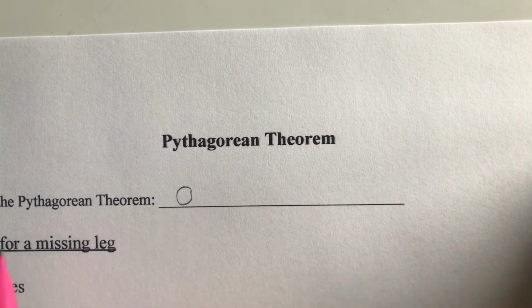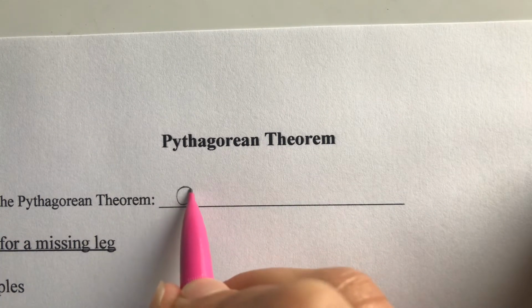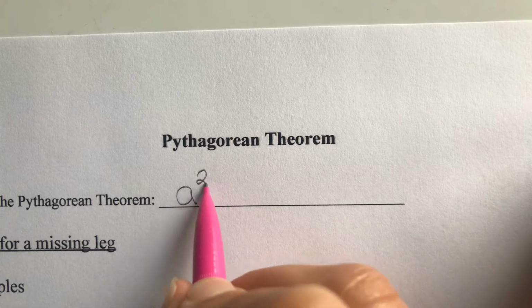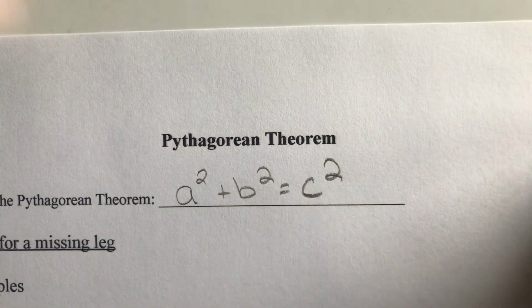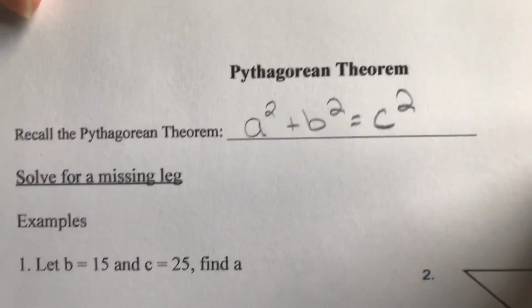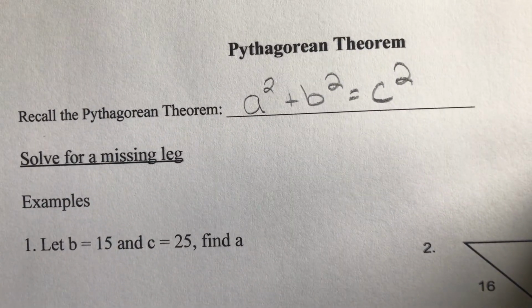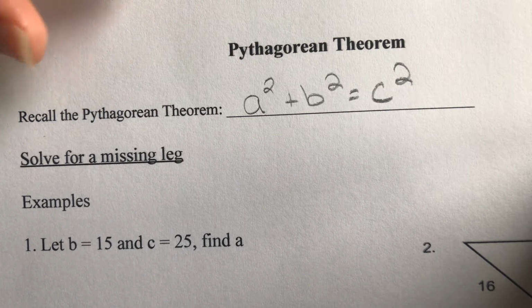All right, let's recall Pythagorean theorem. Pythagorean theorem is a squared plus b squared equals c squared. Last time we solved for the hypotenuse. Today we're going to solve for a missing leg. We use the same exact formula. Let's dive right in.